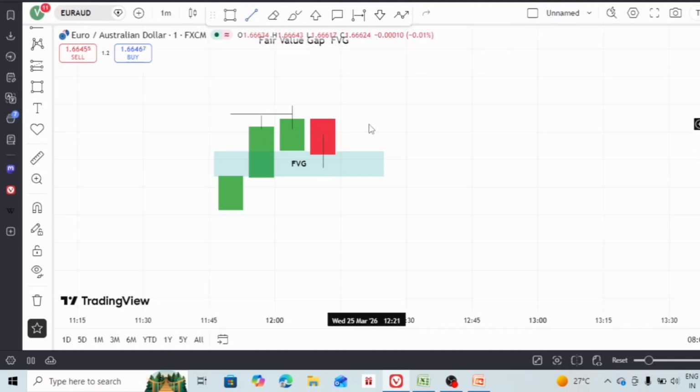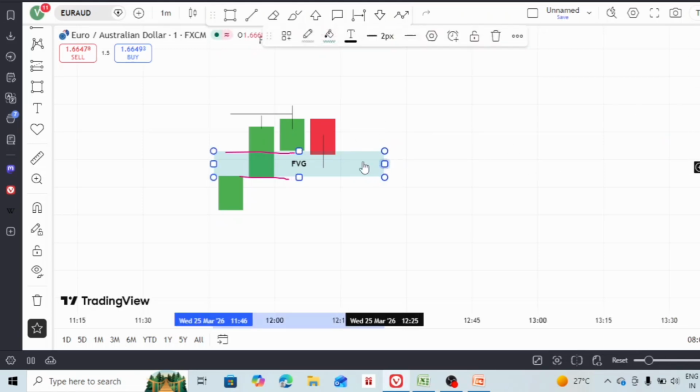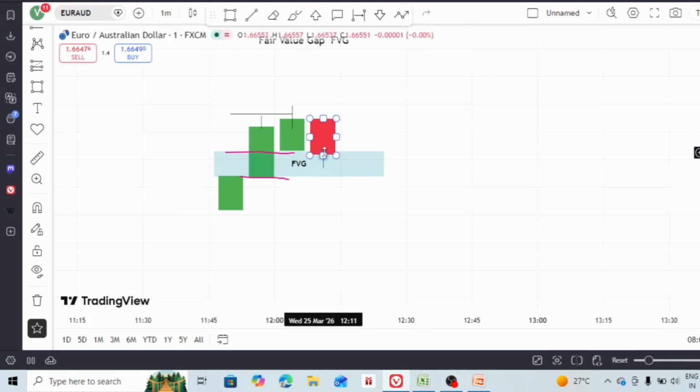Rejection meaning like this, okay? So here, this is the fair value gap, the candle must return to this fair value gap and then it should get a rejection like this so that you can place your trade, okay? It doesn't matter how many candles are in between, but it must have been mitigated and then it should give rejection, okay?